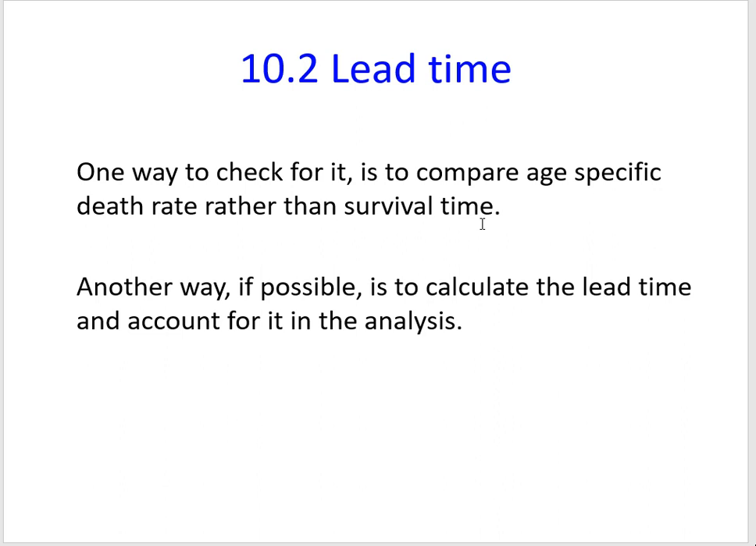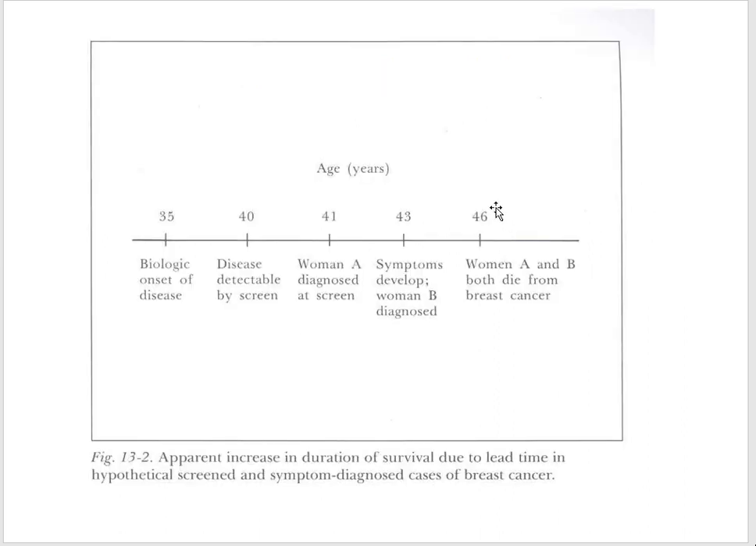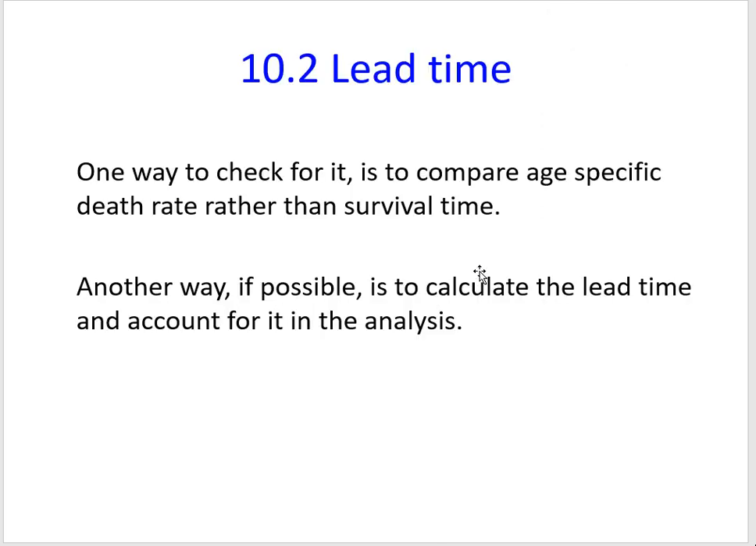Now, you remember from our previous lectures what age-specific death rate is. Obviously, if I go back to the slide, since they both died at the same age, then their age-specific death rate is going to be the same. That's one way. Another way is if you figure out the lead time, you can account for it in your analysis. That's just a statistical way to do it.